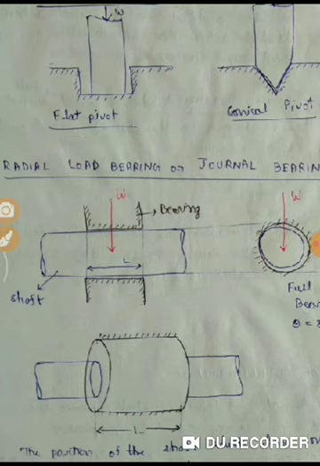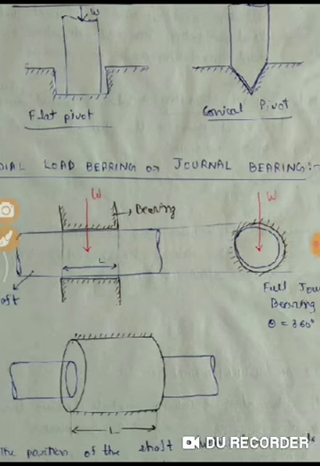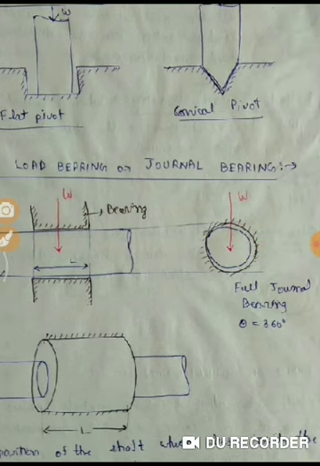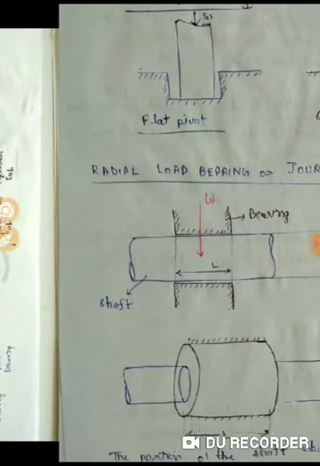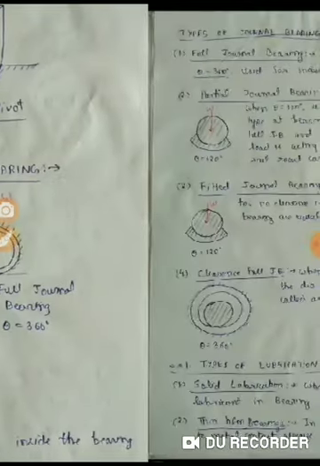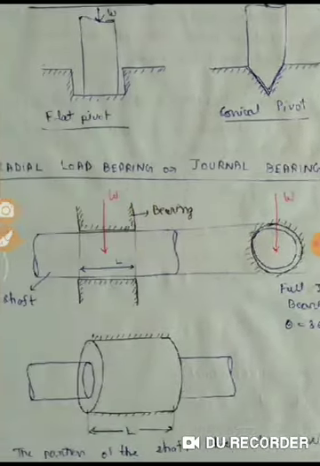In this you can easily see the length. The portion of the shaft that is covered by the bearing is called what? It's called the journal. Okay, so this is the portion of the shaft. In one line it is written, the portion of the shaft which lies inside the bearing is known as what?